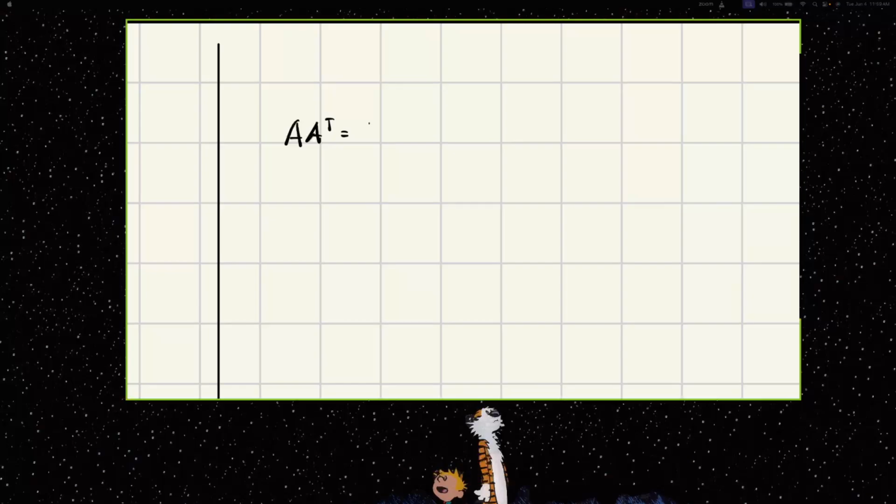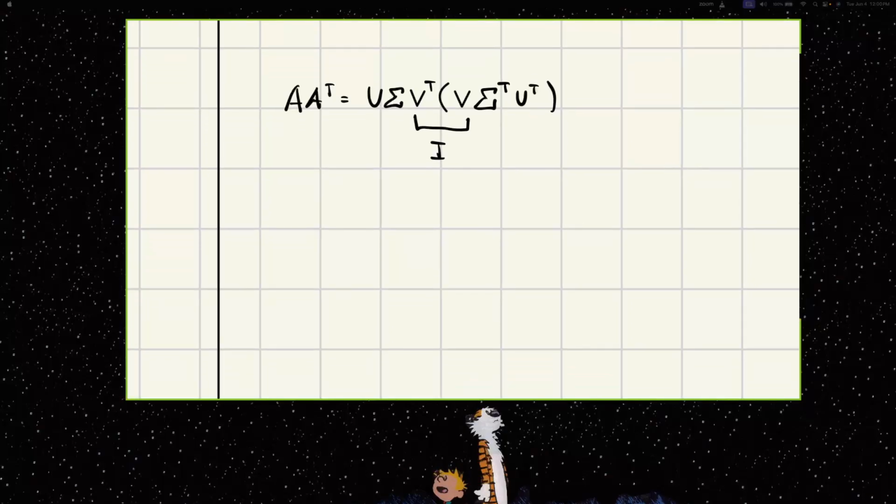So we know that A is U sigma V transpose, and then A transpose is going to be, let's put a parentheses here, V sigma transpose and U transpose. And then right here we know that V is also orthogonal. So in the last example we had U transpose times U, but now we have V transpose times V. So this simply reduces again to the identity matrix, which essentially is 1.